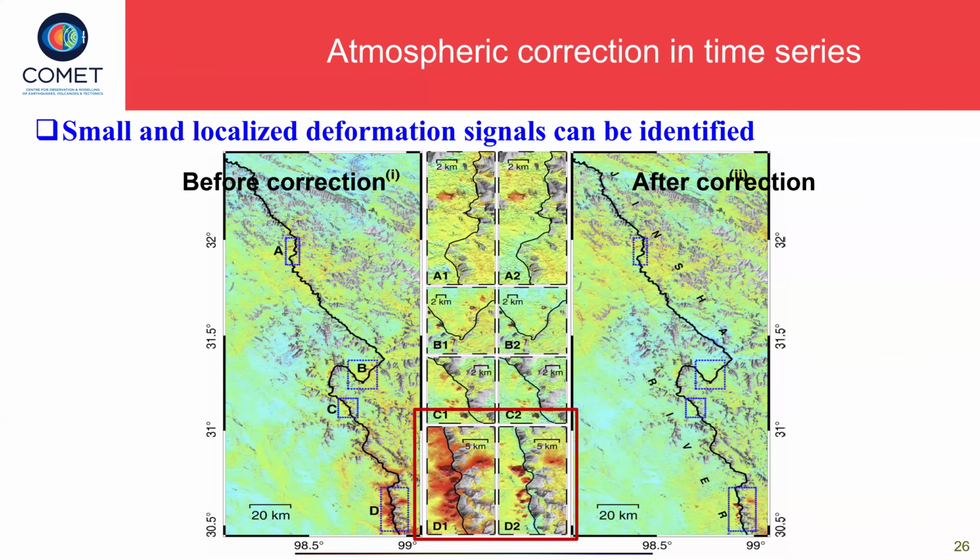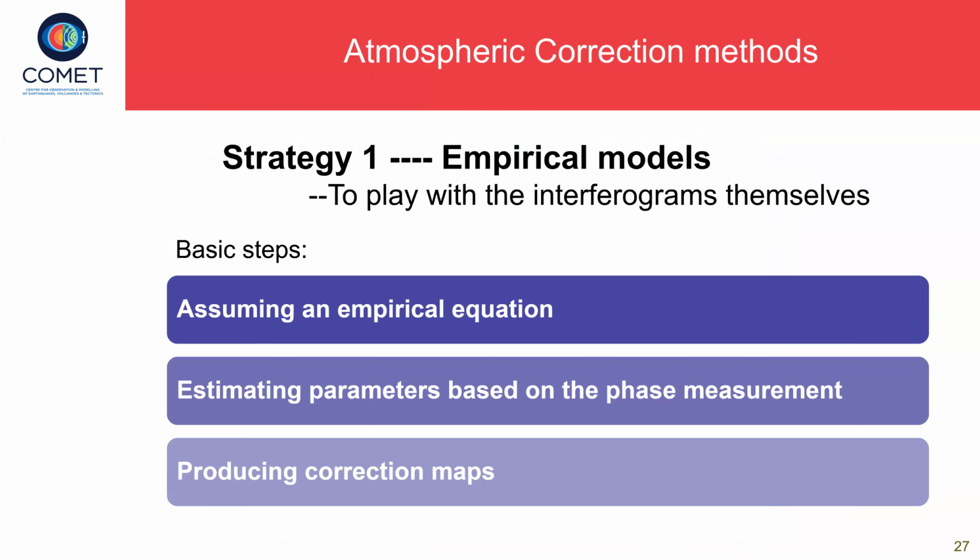So this is the background: the definition of the atmospheric effect, how it looks on InSAR measurement, what the features of the tropospheric effect are, and why we do the atmospheric correction and what the benefit of doing so is. The most important part is to introduce how we do the correction. There are many different methods, strategies, and algorithms to do the correction. I divided all these methods into 3 different types.